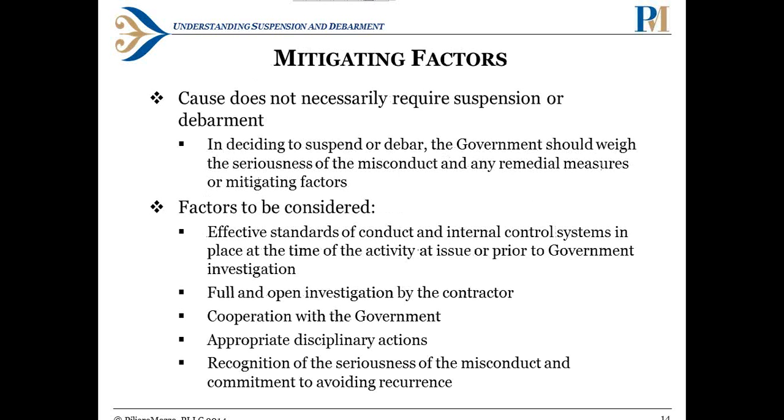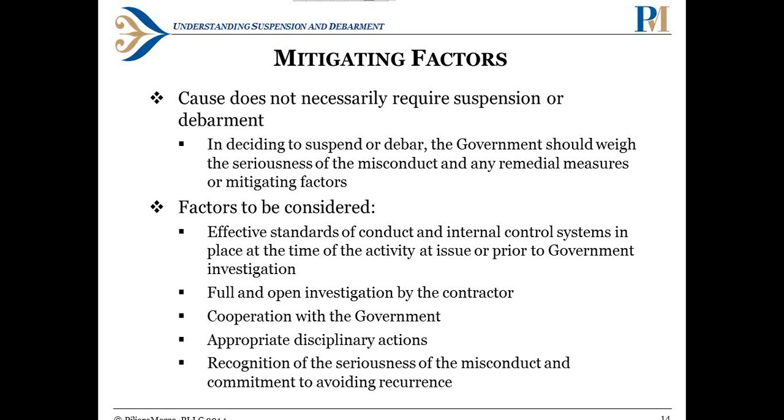So the FAR does provide mitigating factors. When the government is considering why they would suspend or debar a contractor, they're supposed to look at various mitigating factors, and the important threshold point here is that just because there's cause to suspend or debar does not require them to suspend or debar. The government is supposed to weigh the seriousness of the misconduct against whatever the contractor has done to remediate the situation voluntarily and whatever else the contractor is prepared to do by agreement with the agency. So you should not go straight to suspension or debarment just because there's cause.